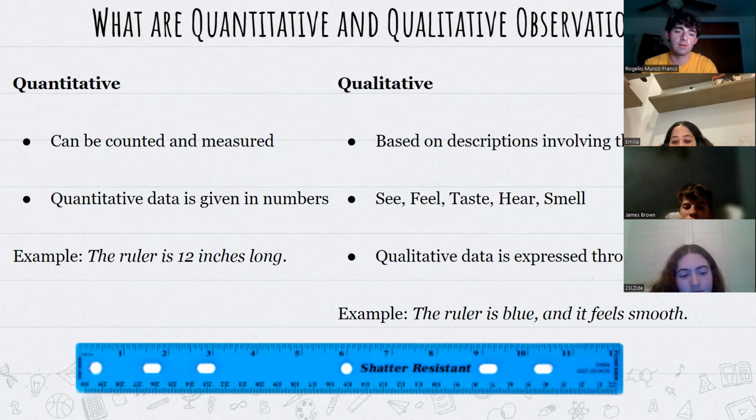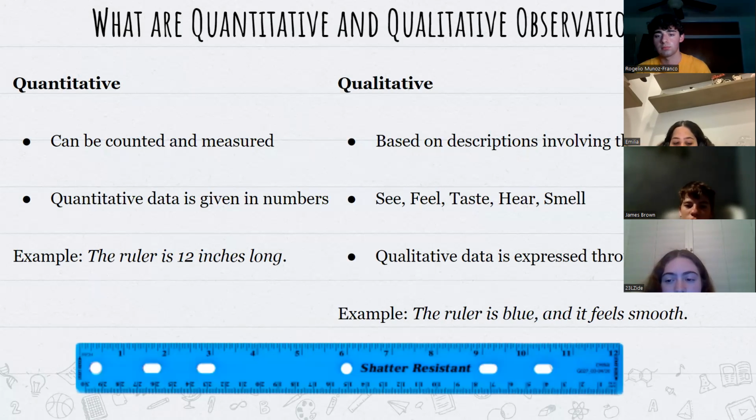Lena, can you please read the left part of the board? Yes. Quantitative can be counted and measured. Quantitative data is given in numbers. Example, the ruler is 12 inches long. Thank you, Lena. Obviously, this example is quantitative because it gives us a counted and measured number for exactly how long the ruler is. Now, James, can you read qualitative for us?